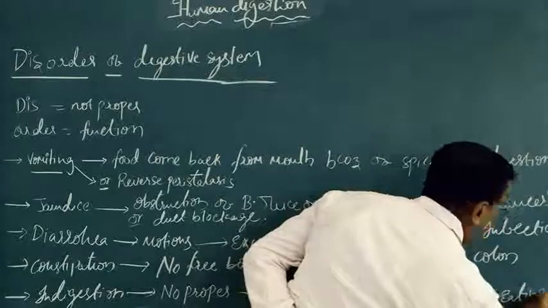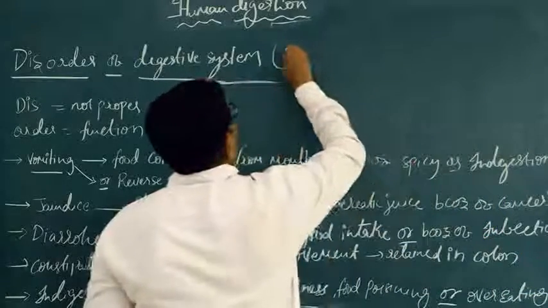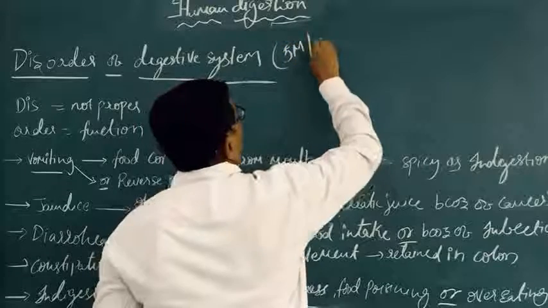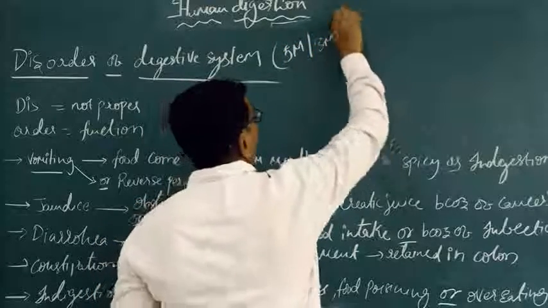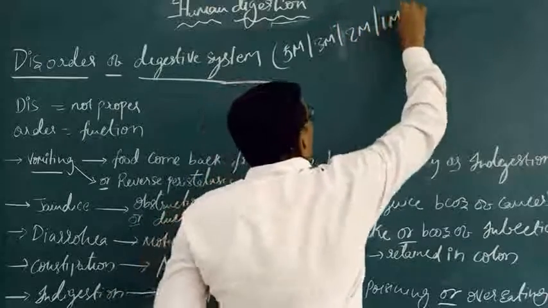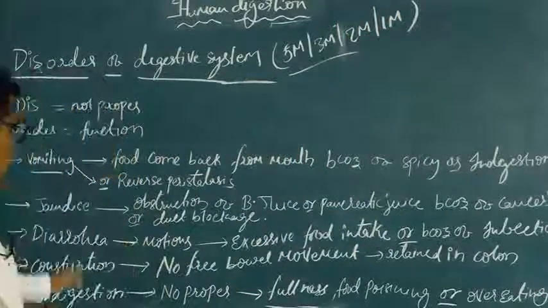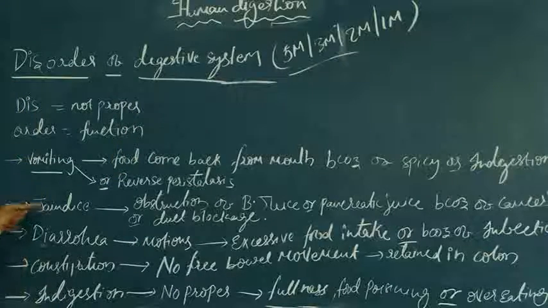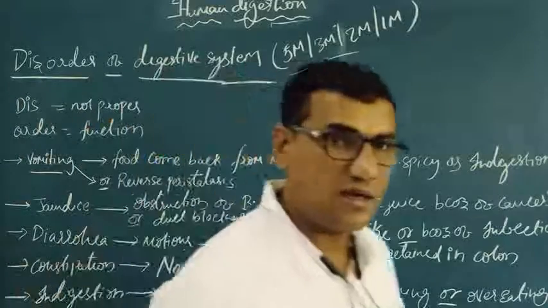So this is also important for 5 marks or 3 marks or 2 marks or 1 mark. Generally the question will come from these 1, 2, 3, 4, 5. From these 5 we will get the questions.